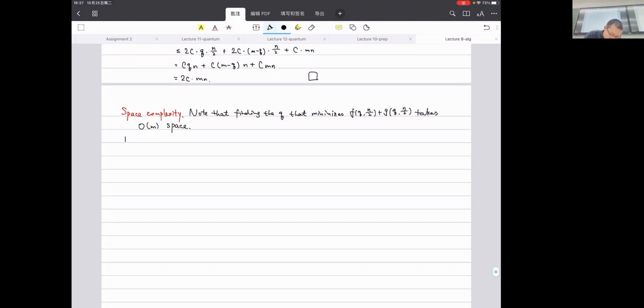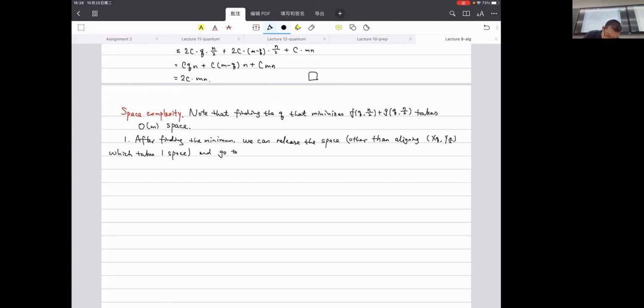So we think about what is actually happening in this algorithm, and what is the specific complexity that we need to be very careful about. We note that after finding the minimum, we can actually release the space, other than the aligning, basically this value of x_q y_{N/2}. That basically outputs this, which takes actually one space. And go to the recursive part.